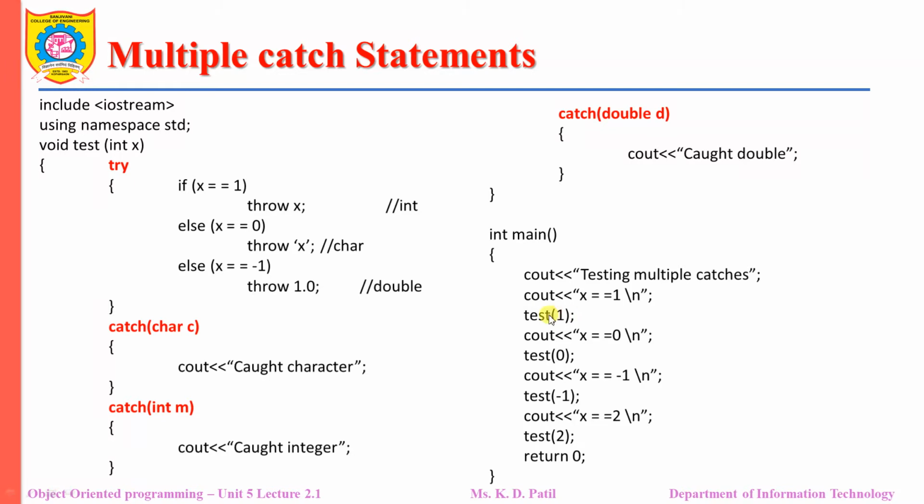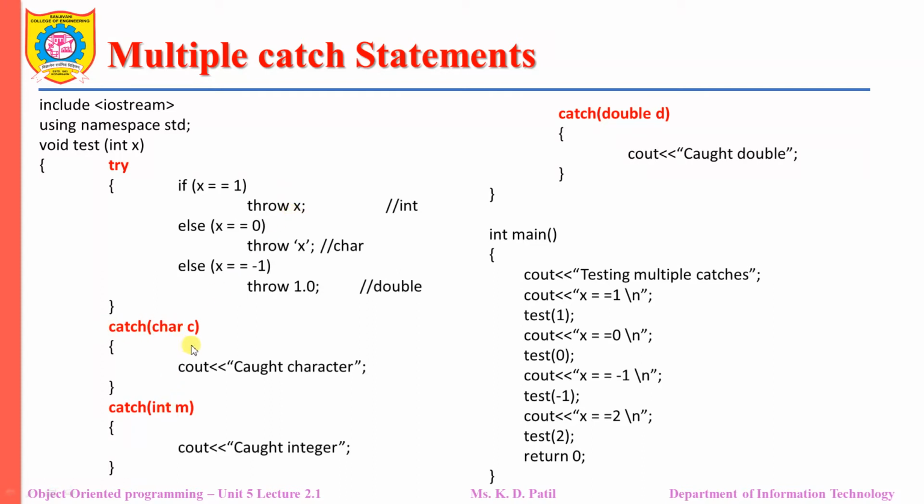When I pass a parameter here, 1, the value of x is now 1, and when that function is called, it will go here and check integer x. Yes, integer x is 1, so it will go inside that function. Now it will try. If x is equal to 1, then that respective x will be thrown, and that x is of type integer. So the respective catch statements will be searched for type integer.